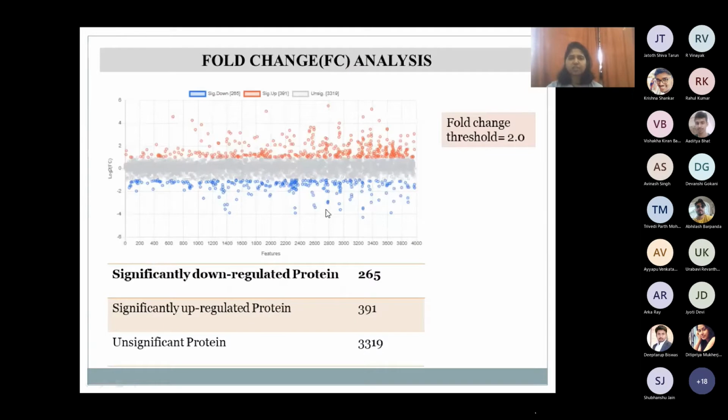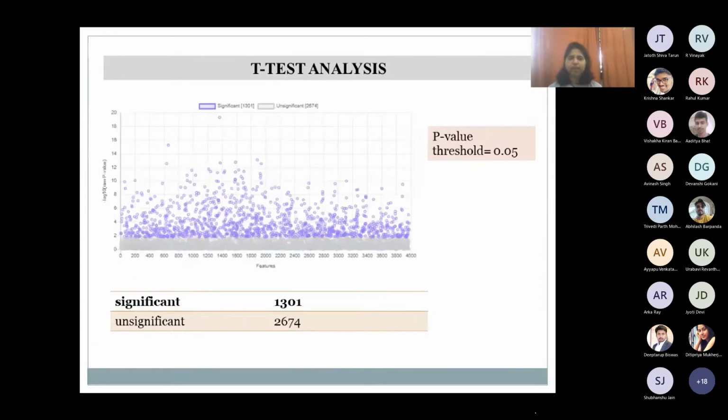Next, fold change analysis. Here the fold change threshold was kept at 2, and the significantly downregulated proteins observed were 2,265, significantly upregulated proteins observed were 391, and insignificant proteins observed were 3,319. Next, t-test analysis was done. Here the p-value threshold was kept at 0.05. Significant proteins observed were 1,301, and insignificant proteins observed were 2,674.